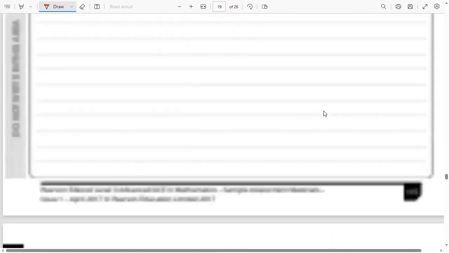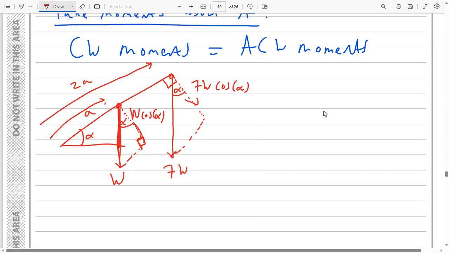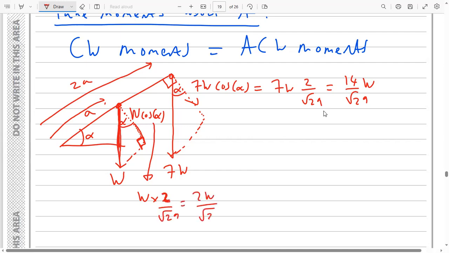So let's write this down. This component there is 7W times 2/√29, which is 14/√29 W. Then this component over here is W times cos alpha, and cos alpha again is 2/√29, so that's just 2W/√29.